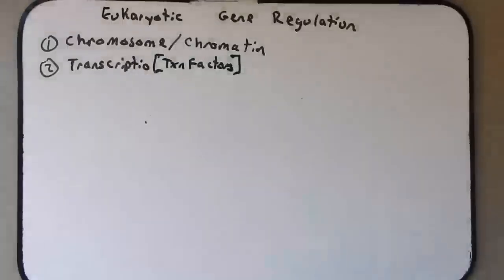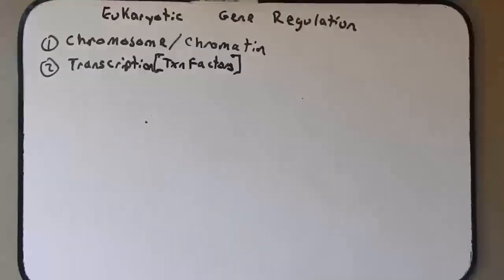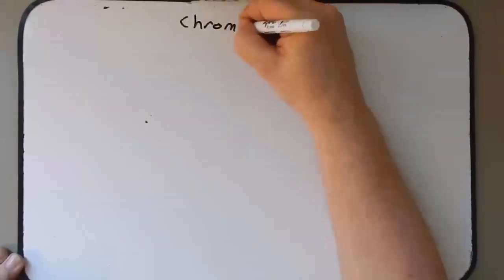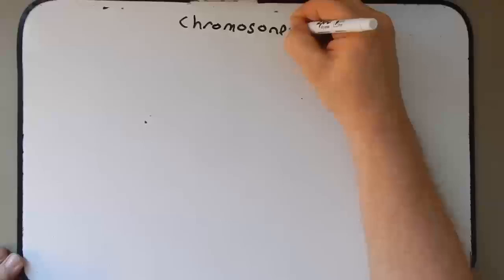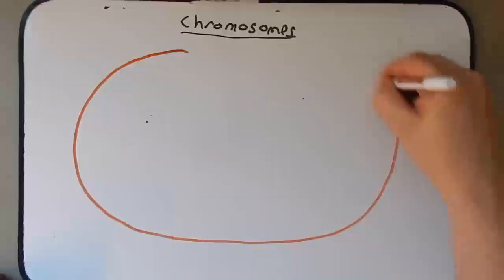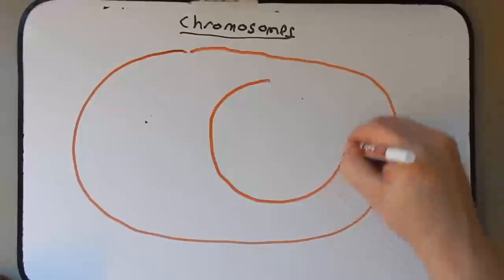So it's appropriate we start talking about chromosomes and chromatin first, and then we'll move into transcription factors and how they directly help turn genes on and off. Okay, so let's talk about chromosomes first. And to do that, I'm going to draw a cell here with its nucleus right here.